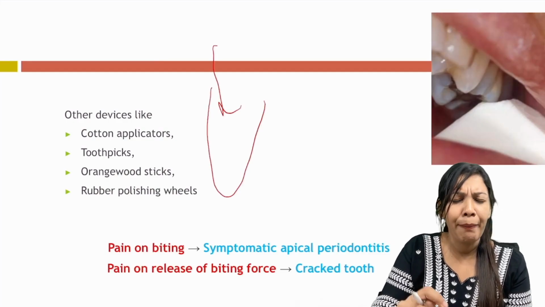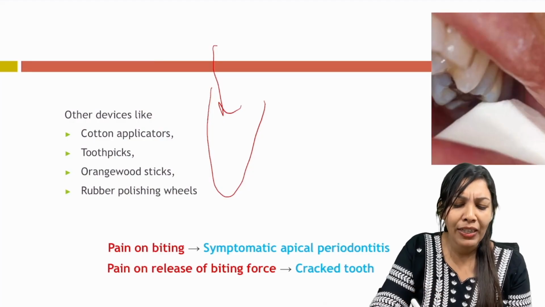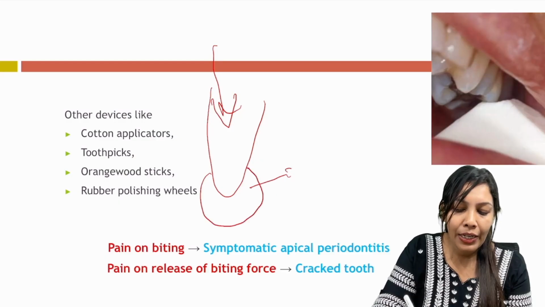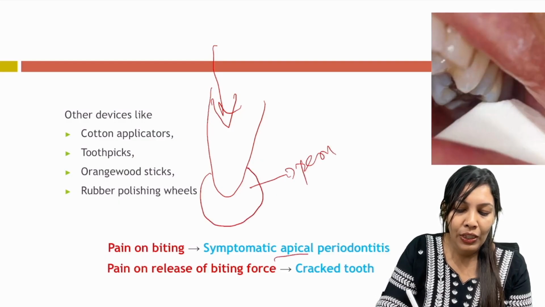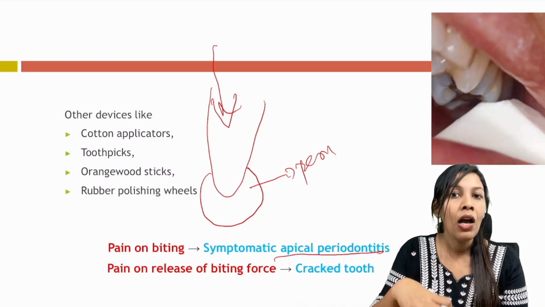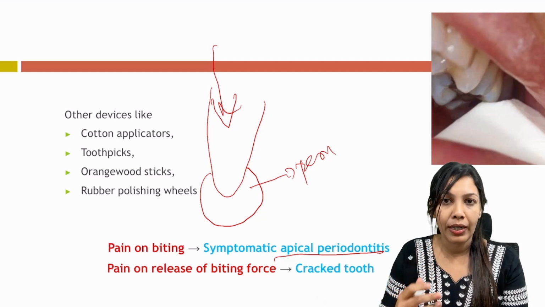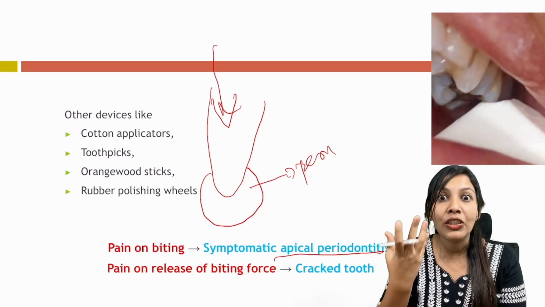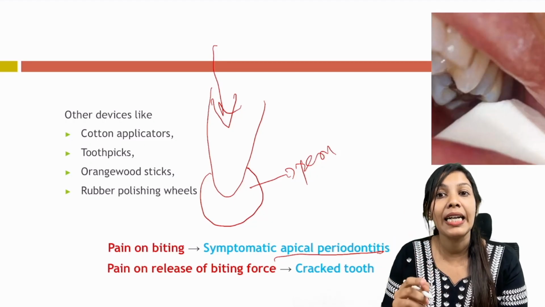We'll be applying the pressure on the tooth. If the patient is having pain on biting, it means that there is a periodontal problem, especially apical periodontitis, because pressure is felt on the lower part of the teeth. That means that there is apical periodontitis. When we apply the pressure and then release it, if the patient is having pain, it indicates a cracked tooth.